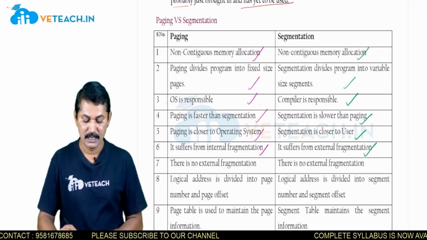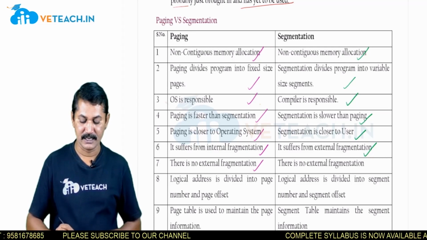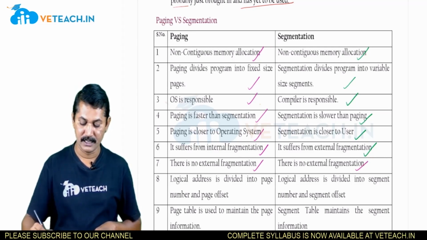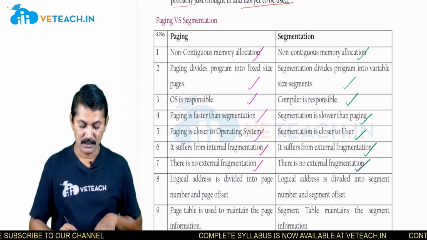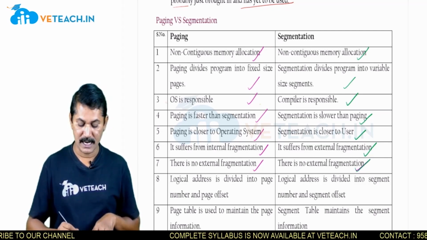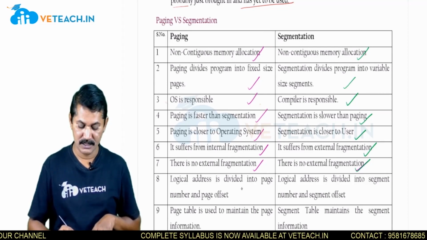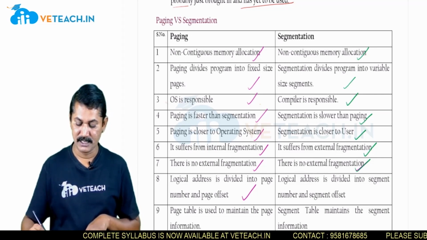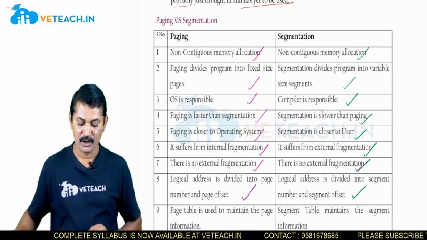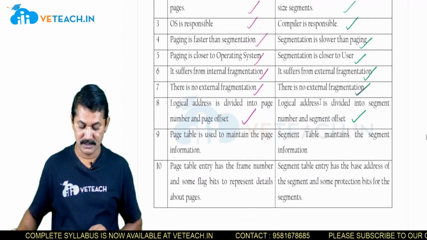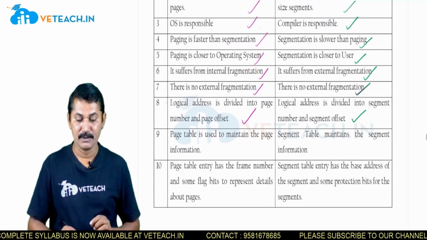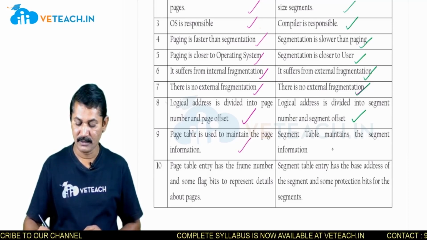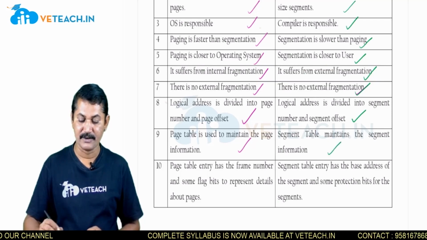Now coming to paging, there is no external fragmentation here, and there is no internal fragmentation in segmentation. Now coming to the eighth difference, in paging the logical address is divided into page number and page offset, and in segmentation the logical address is divided into segment number and segment offset. Coming to the ninth difference, a page table is used to maintain the page information, and here also, like the page table, we have a table which maintains the segment information.